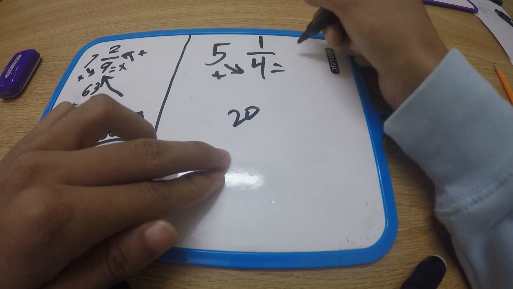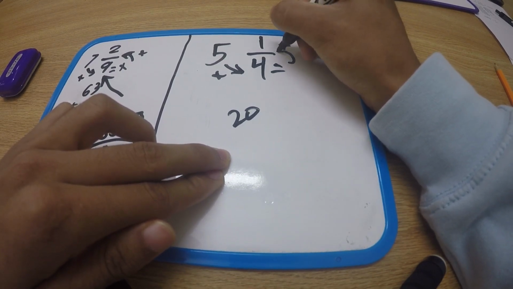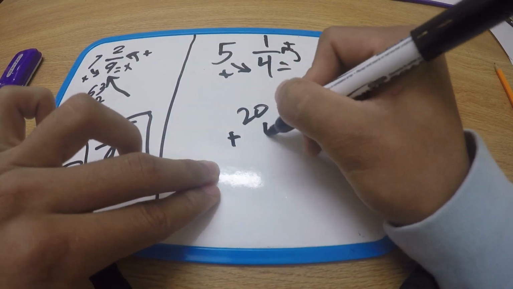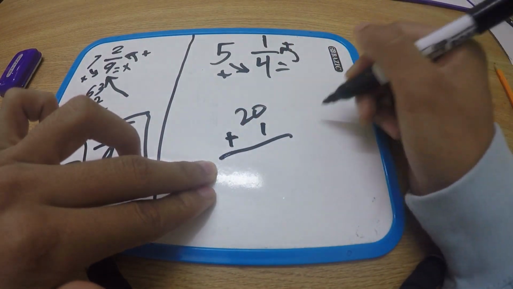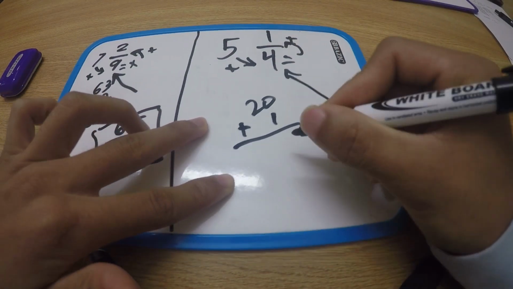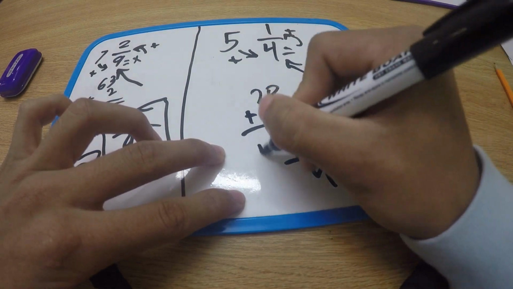So you're going to have 20 plus 1. Then always remember, your denominator is always going to be the same as in your mixed fraction. So it's going to be 21 over 4.